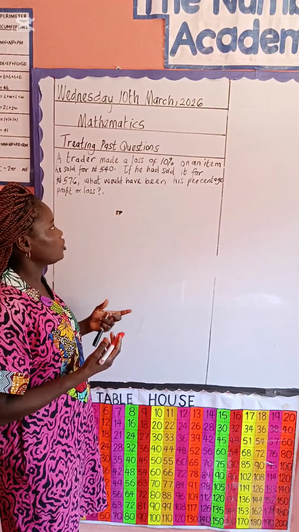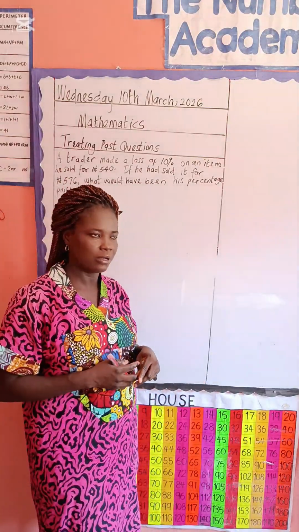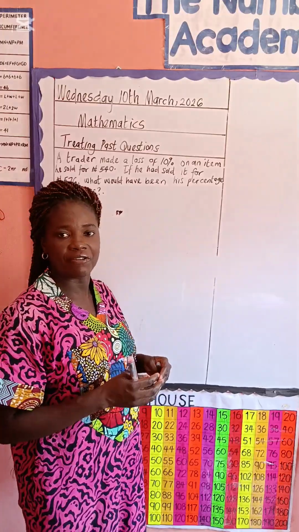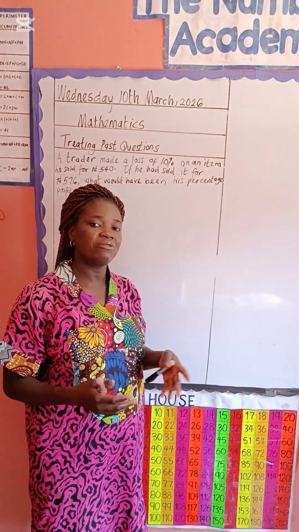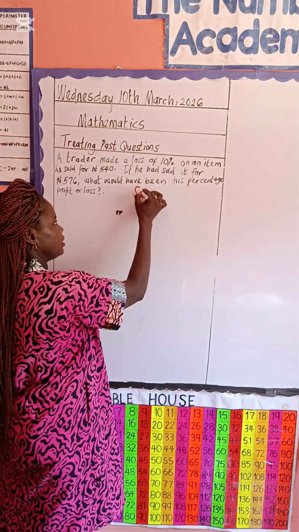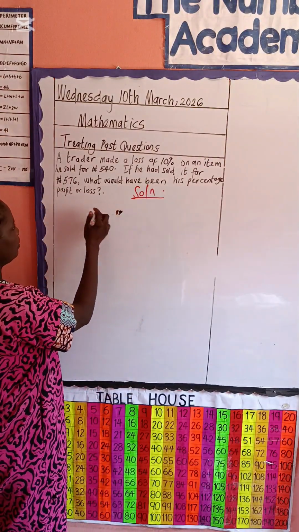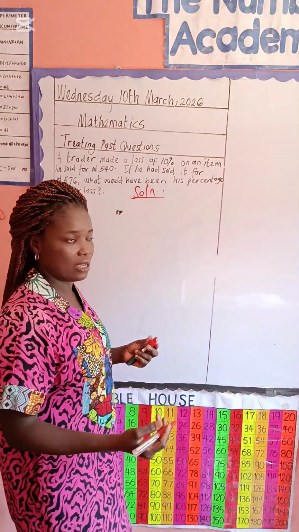A trader made a loss of 10% on an item he sold for 540 naira. If he had sold it for 576 naira, what would have been his percentage profit or loss? This question is basically for those preparing for their WAEC later in the year. Now let's bring out the parameters that we're given.